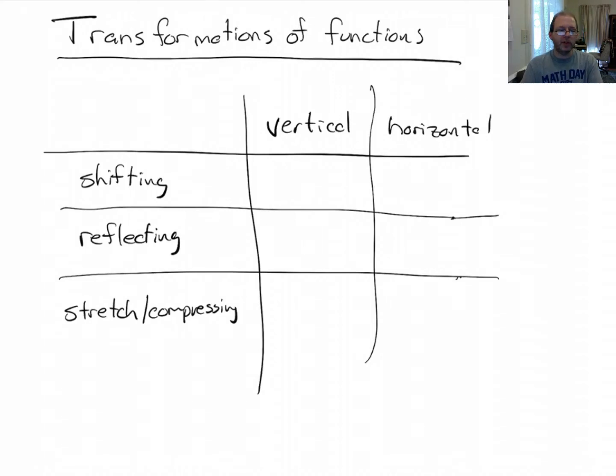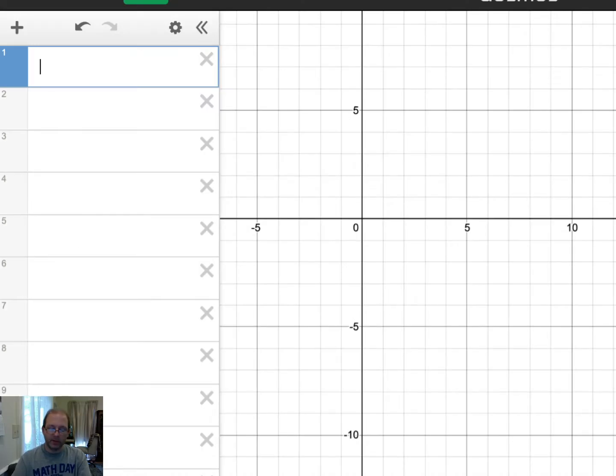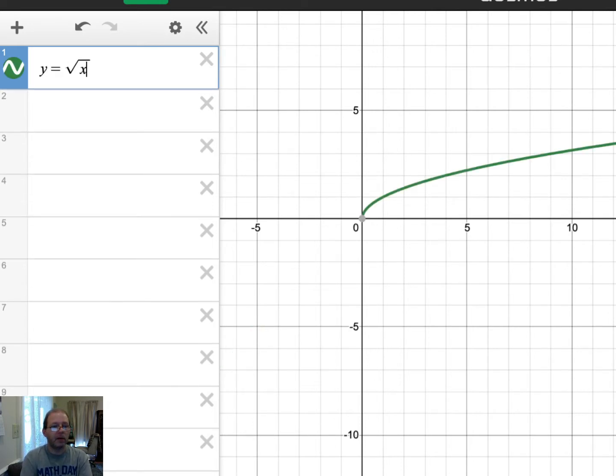I want to talk briefly about stretching and compressing graphs. So let's start out with a fairly easy function, square root of x. All right, if I wanted to stretch this vertically, what I would do is multiply it by some number.